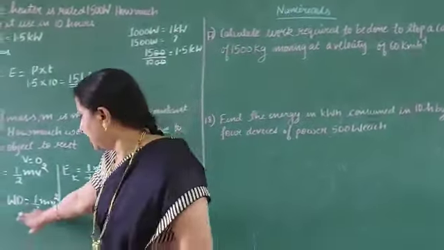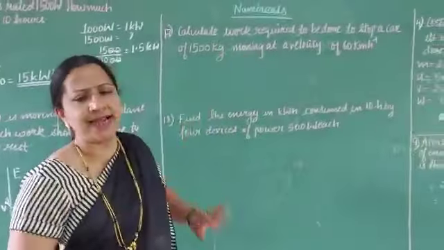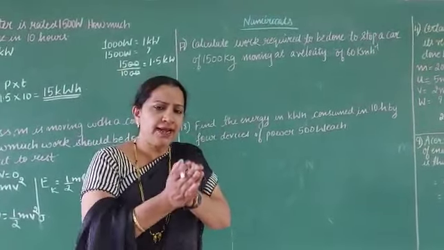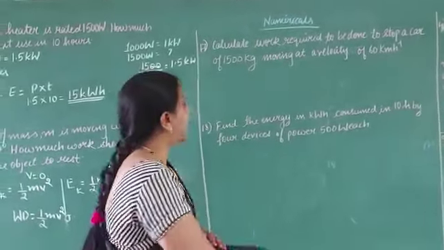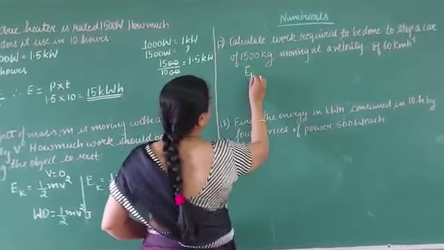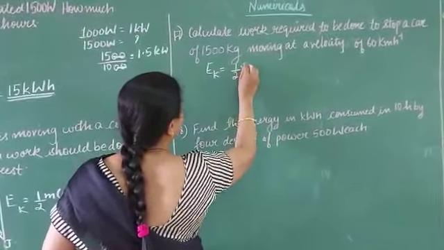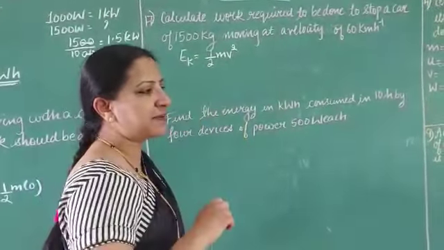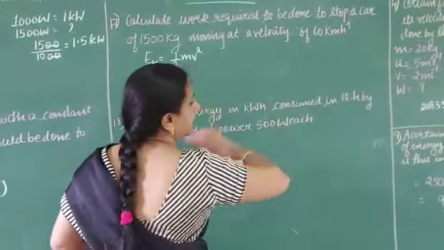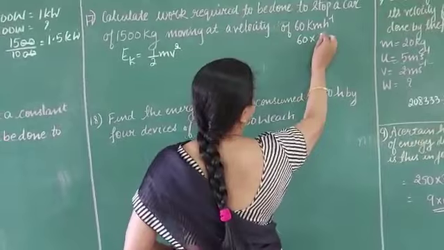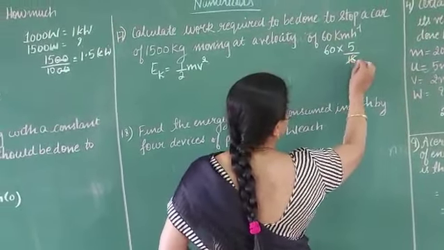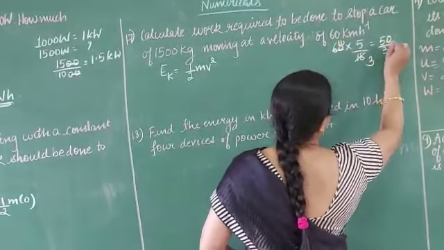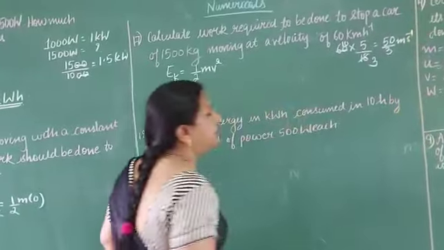Now as I told you, here the work done will be equal to the kinetic energy with which it is moving. That much amount of work has to be done so that the car will come to rest. So let us calculate the kinetic energy here. So kinetic energy will be equal to half mv square. And remember, we should be in meters per second, but we have kilometers per hour. So what you have to do? You have to multiply 60 by 5 by 18. So 6 3s are 18, 6 10s are, that is 50 upon 3 meters per second.